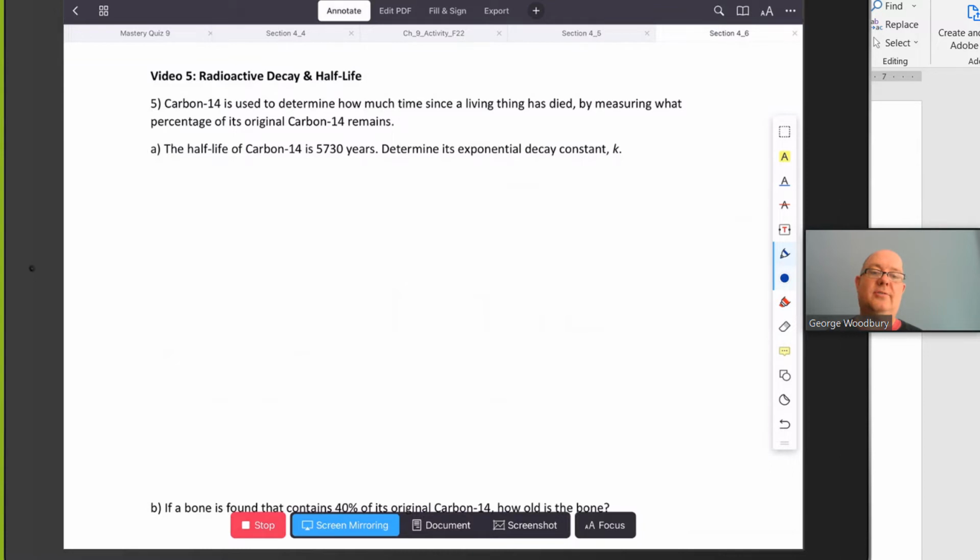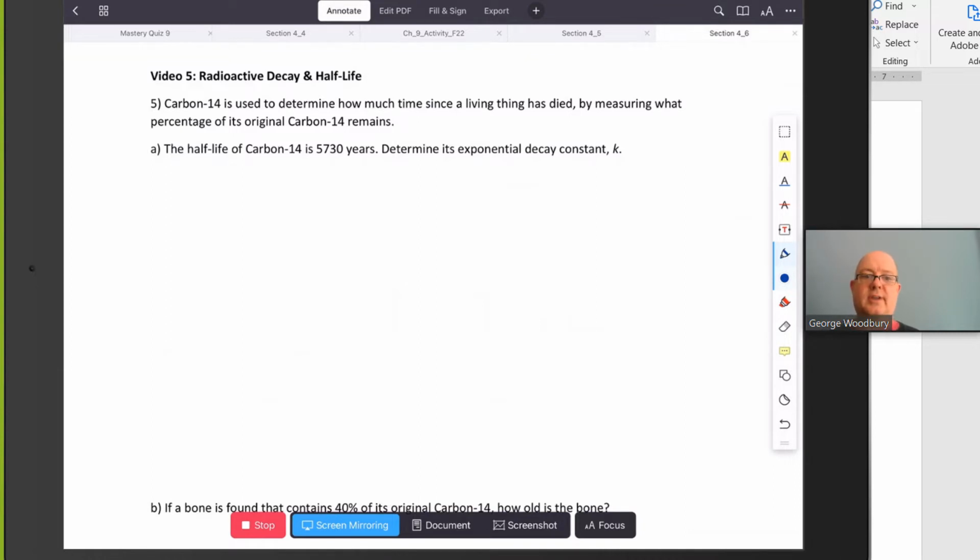Half-life is the amount of time it takes for half of a radioactive substance to convert to a stable substance. For instance, carbon-14 will convert to nitrogen-14. Carbon-14 is used to determine how much time since a living thing has died by measuring what percentage of its original carbon-14 remains.